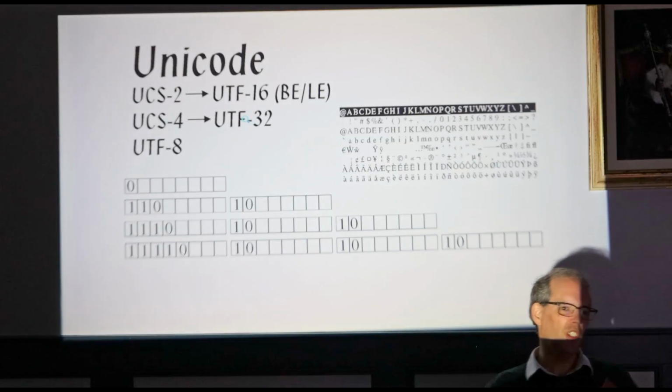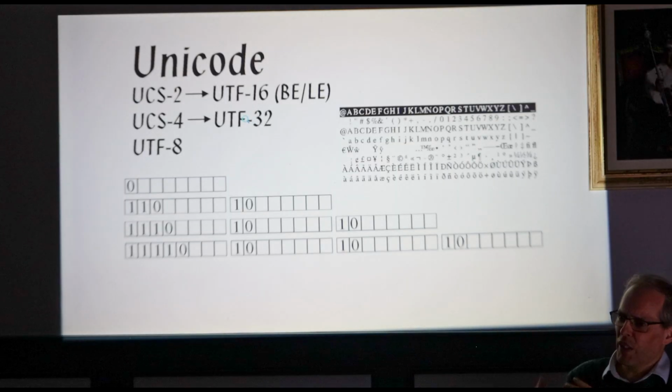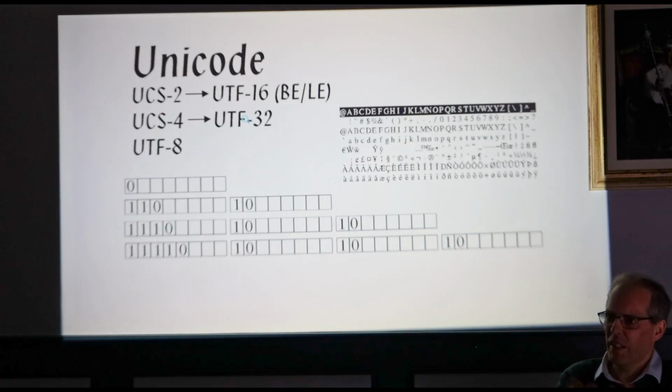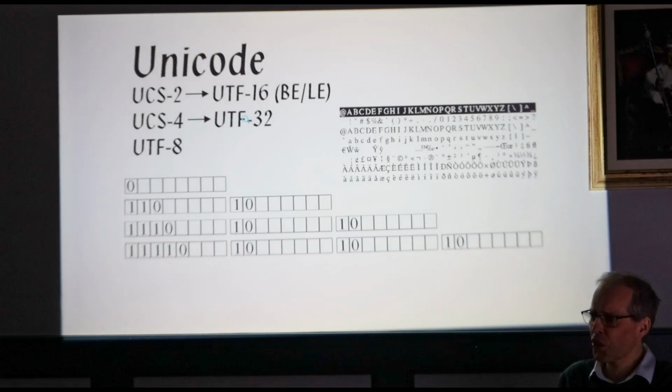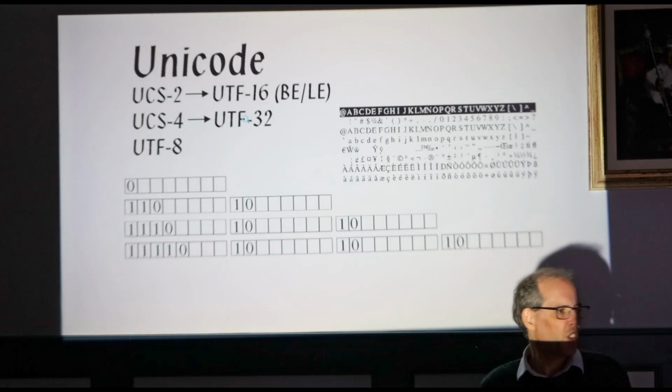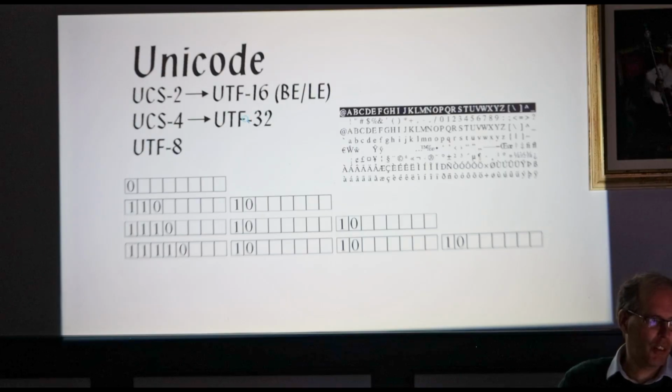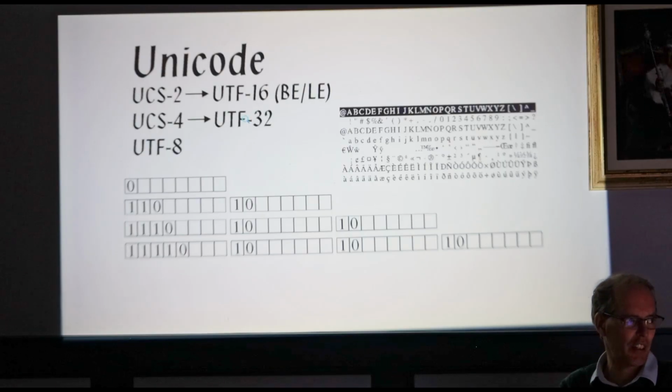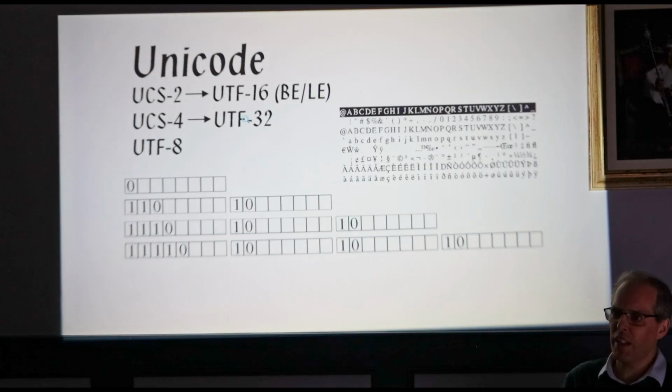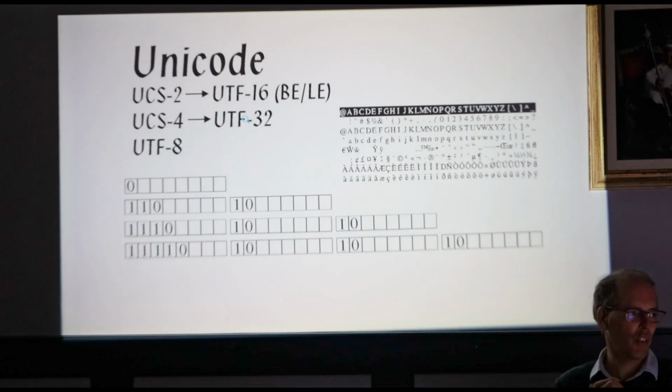Now the problem with this is you have to rewrite all your software to cope with 4 bytes or 2 bytes per character, and that's quite a lot of effort. And also it's taking up a lot more storage. So this is where UTF-8 came along. So UTF-8 is a very clever encoding, which means that characters are stored in between 1 and 4 bytes, depending on where they are in the Unicode sequence.